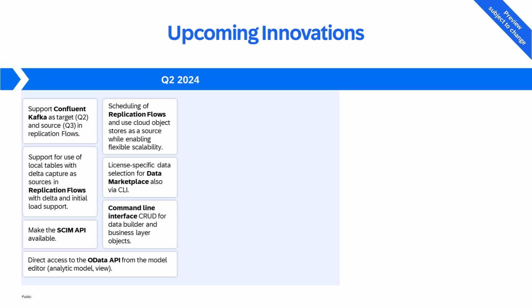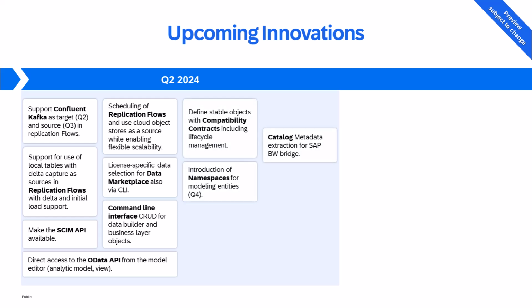Then we will enhance the CLI in various ways. So you saw in today's session already the CRUD operations, which we started to put into the CLI. We will enhance that for the data builder and business layer objects. Also on the data marketplace side, we will be able to provide license-specific data selection via the CLI. Another part will be on the security side, offering a SCIM API. And on the analytical model side and the views, we will also enhance the OData API for direct access from those model editors. So very good enhancements planned there.